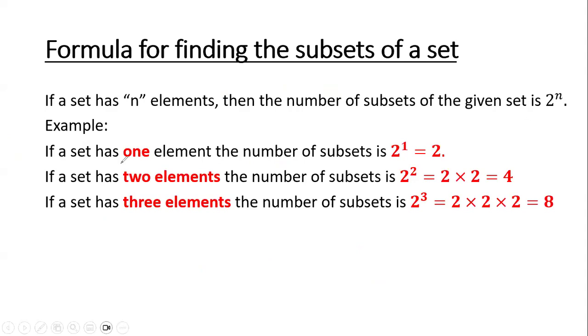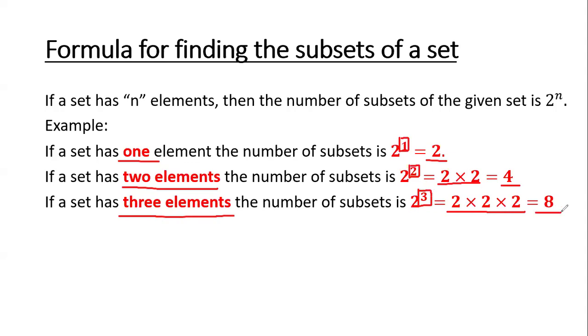Okay. So if the set has one element, you don't have to write this down, by the way. If the set has one element, the number of subsets is 2 to the power of 1, which is 2. If the set has 2 elements, then the number of subsets is going to be 2 to the power of 2. What is 2 to the power of 2? 2 times 2, which is 4. If the set has 3 elements, it's going to be 2 to the power of 3, which is 2 times 2 times 2, which is going to be 8.